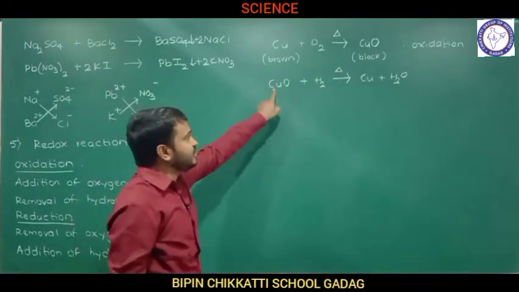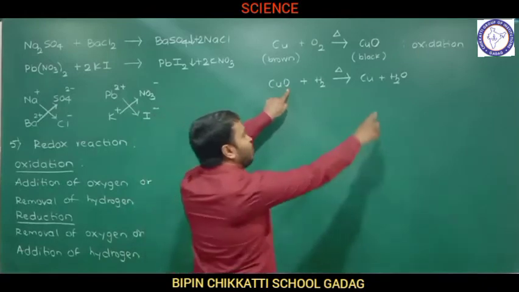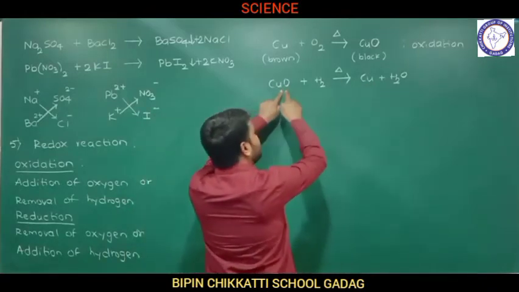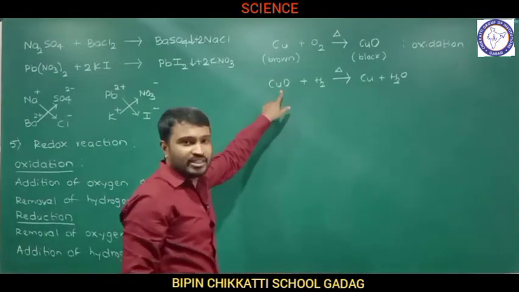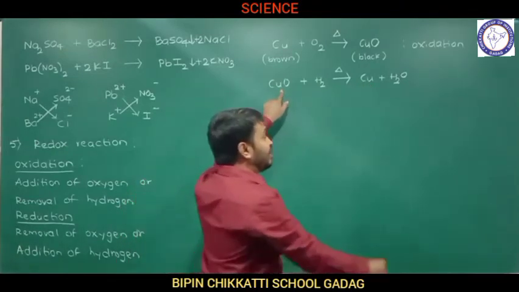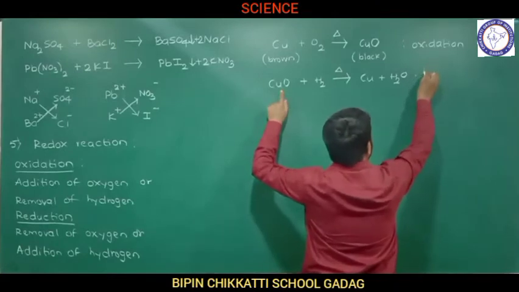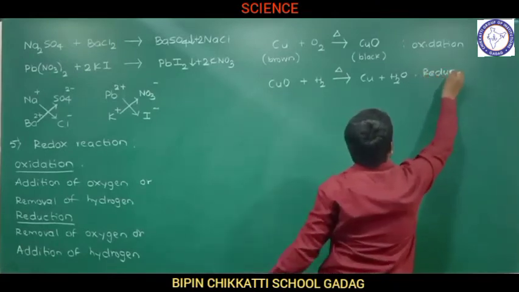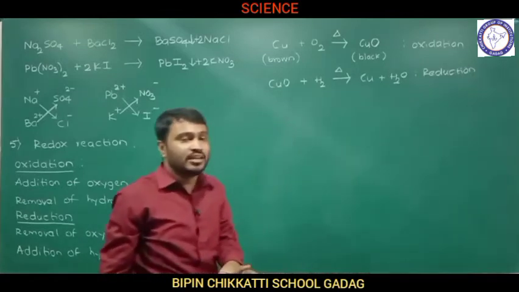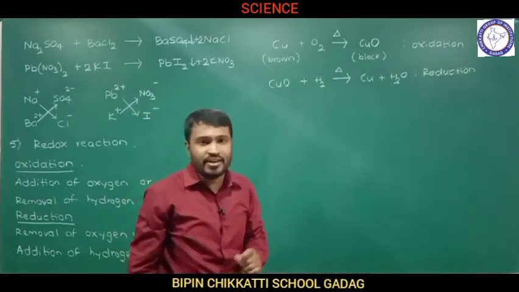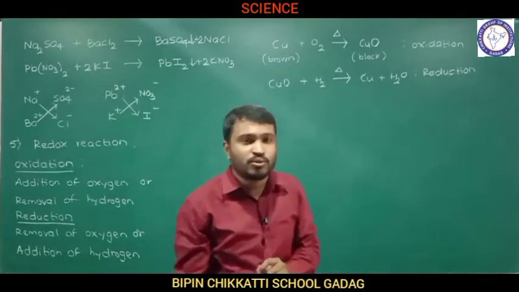And what happened in this reaction? Carefully observe. CuO we have, and in the product we have Cu. Oxygen was here, but in the product we don't have oxygen. Oxygen has been removed, and the removal of oxygen, as I told you, we call reduction. So removal of oxygen is reduction, and addition of oxygen is oxidation.